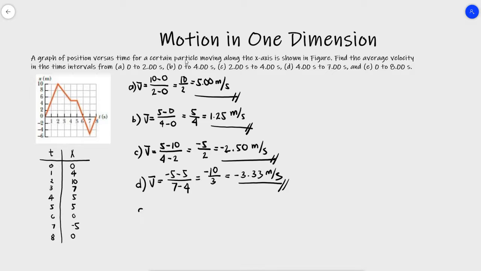How about letter E? For letter E, the average velocity from 0 to 8, after 8 seconds, is equal to 0 minus 0 over 8 minus 0, which is 0 over 8, or a final answer of 0. And these are our answers.